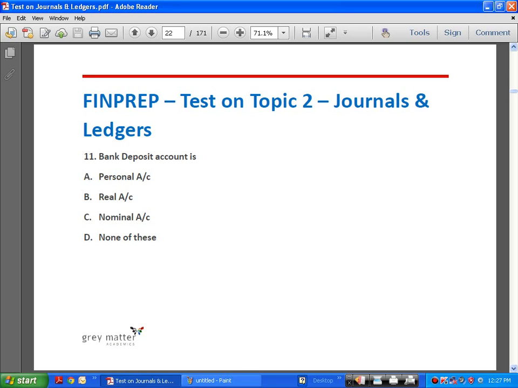Personal need not necessarily mean a natural person. It can be an artificial legal person also. So the bank, being a company, is an artificial legal person, and hence bank deposit account is a personal account. Bank interest charged account: bank interest is an expense to the business, and hence it is written off against the revenue that the business makes during the year, and hence it is an expense account.